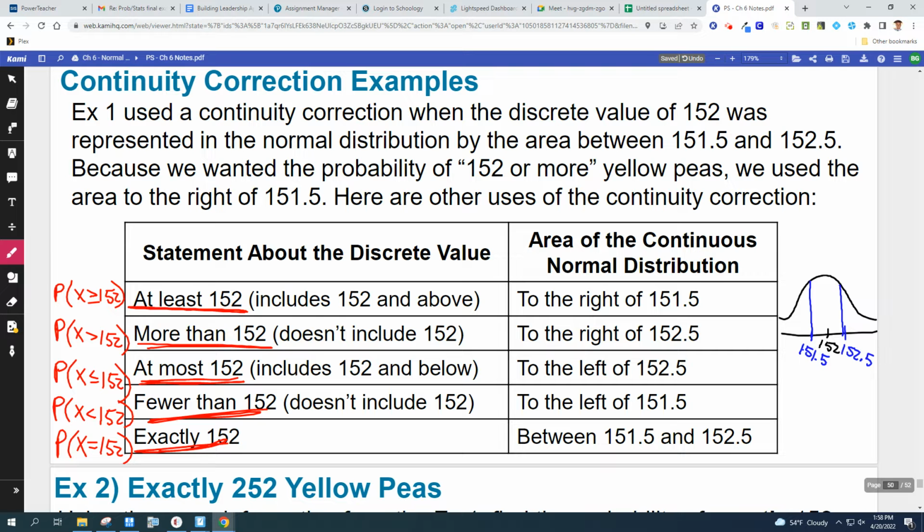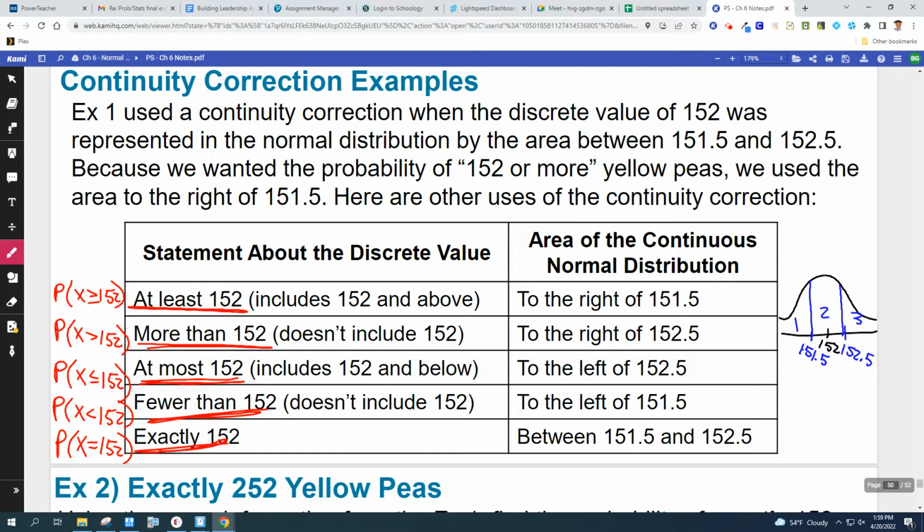All right, so those 2 vertical lines at 151.5 and 152.5 happen to split my curve into 3 regions: Region 1, Region 2, and Region 3. What we want to do is look at each of the 5 situations compared to those 3 regions.